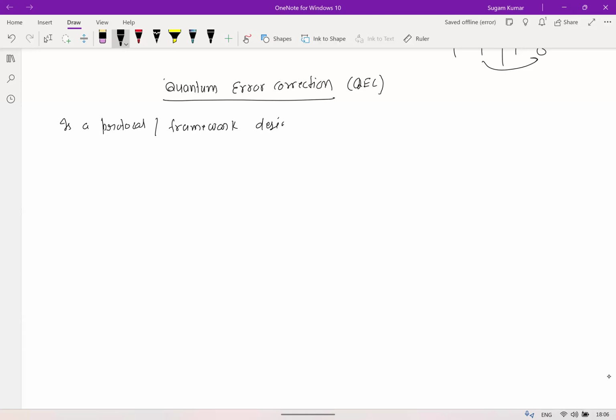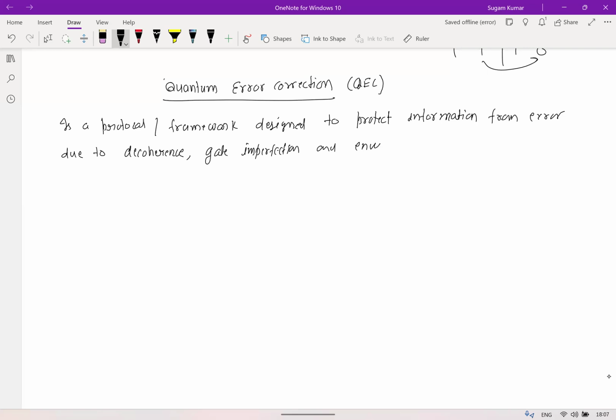A framework protocol designed to protect information from error, and that error may arise due to maybe decoherence, maybe because of, let us say, gate imperfection, and maybe also environmental noise.